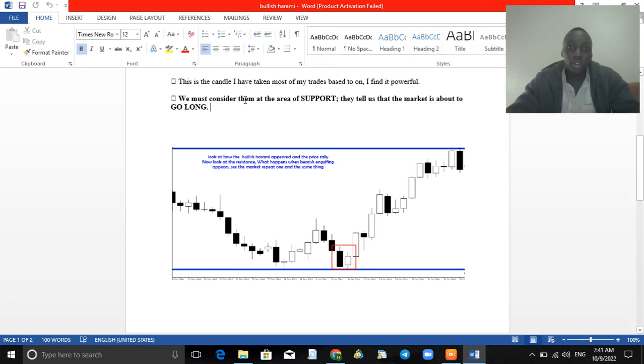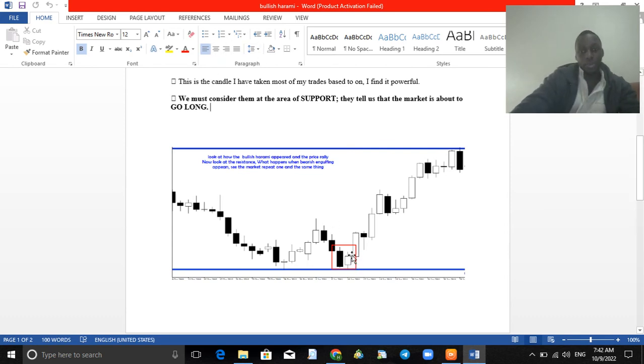Now we must consider them at the area of support. They tell us that the market is about to go up. Now with a little bit of illustration, we don't need to talk about or explain a lot of notes on candlestick patterns. No, it's just mastering with your eyes how this candlestick pattern looks. Go back to your charts, draw your major market key levels mostly in the daily and 4-hour time frame plus the weekly, then look at your charts. Where is this currency pair heading, or where can I spot these candlestick patterns?